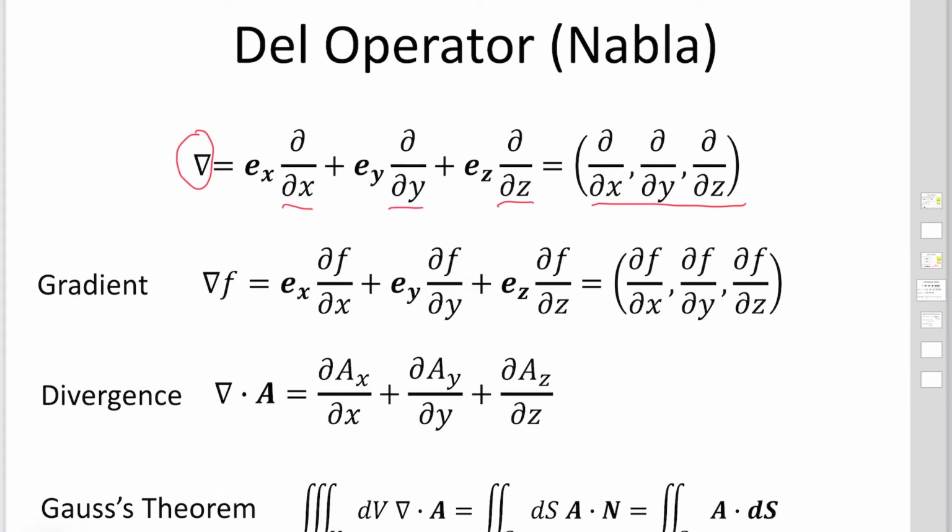So if you consider the gradient of any function f, it has three components, x component, y component, z component, because its directions are round f round x, round f round y, round f round z. This is the gradient using the del operator. Also, you can consider the divergence, which is a scalar product of the del operator with the vector. Del operator dot A, this is a scalar product: round A sub x round x, plus round A sub y round y, plus round A sub z round z.